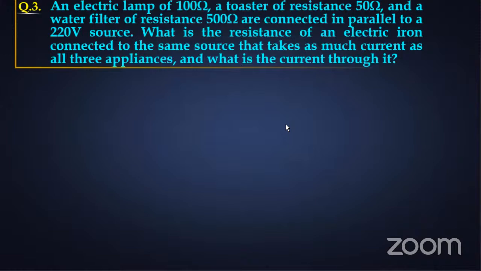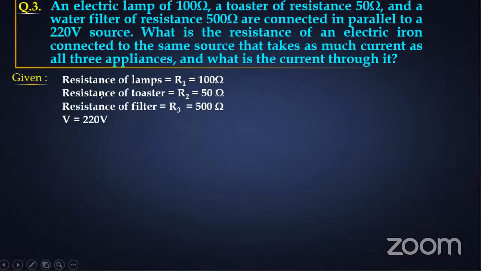So try to understand this question. This type of question may confuse you, so try to understand it here. First write the given data. Resistance of lamp is 100 ohms. Resistance of toaster is 50 ohms. Resistance of filter is 500 ohms. And the power supply is 220 volts, the battery.